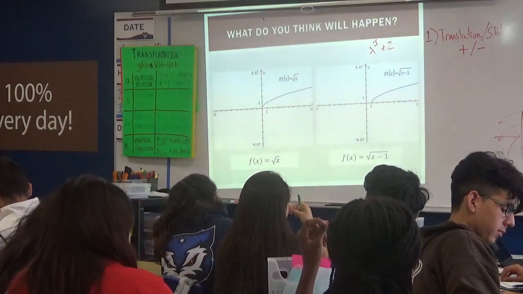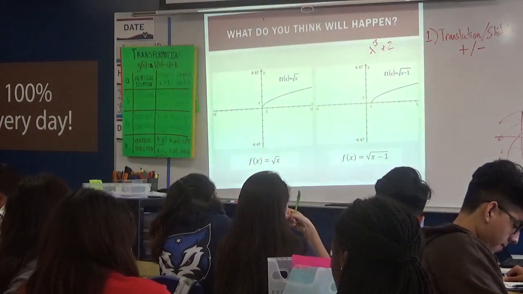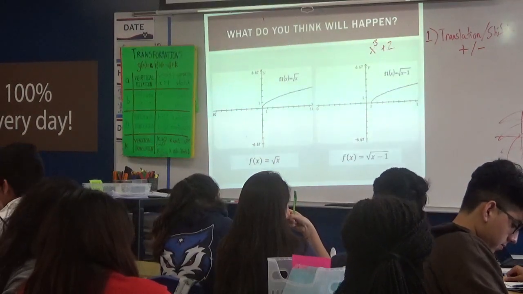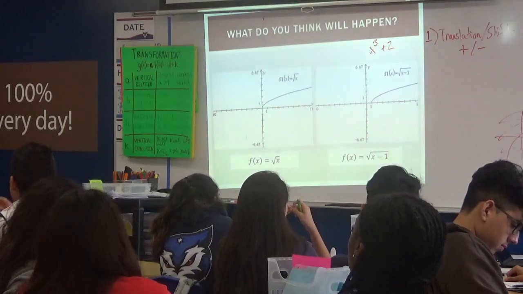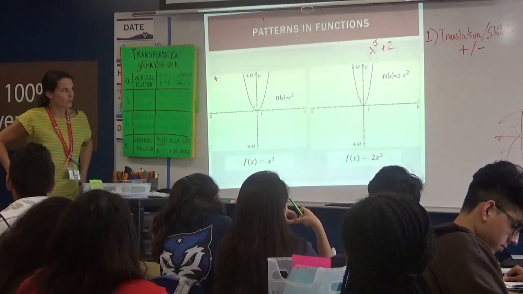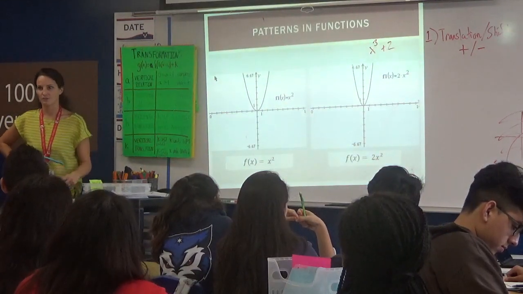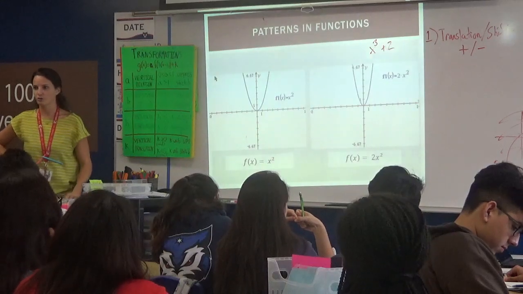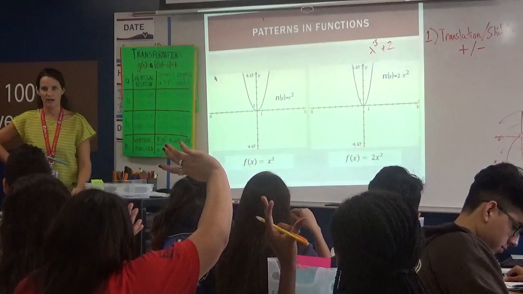You're either going up or down, or you're going left and right. If I add or subtract on the outside, I'm going up or down. If I add or subtract on the inside, I'm going left or right. Okay? Next up, we're not adding 2. Now we're multiplying times 2. What do you observe about our graph, Sandy?